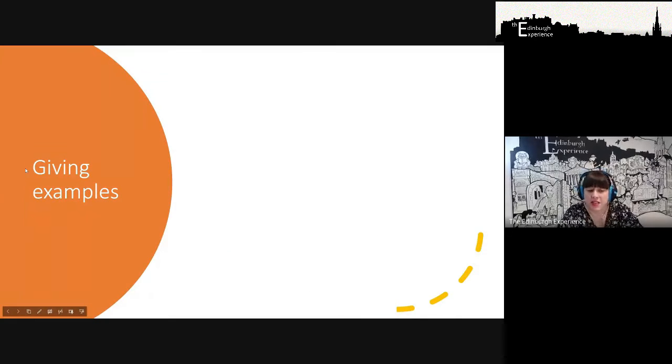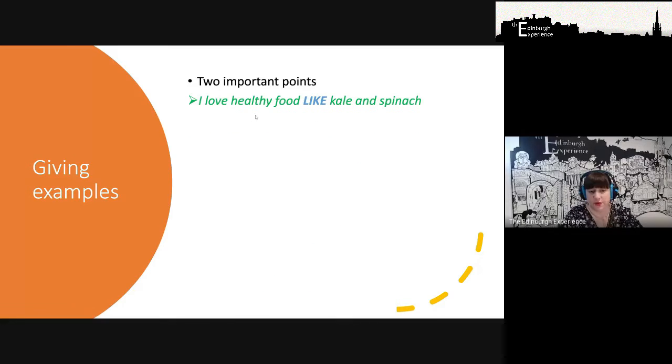Right, another time that we use as and like is if we're giving examples. Okay, so there are two important aspects to this, right? So let's look at some examples first of all. So I love healthy food like kale and spinach. Yeah, I'm giving an example. Or eating healthy food such as kale and spinach is important.